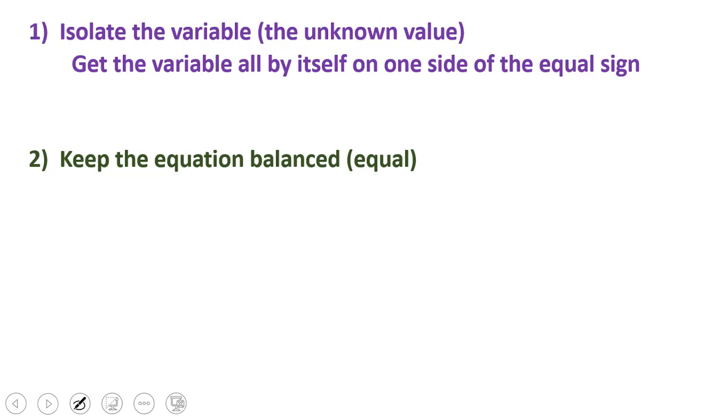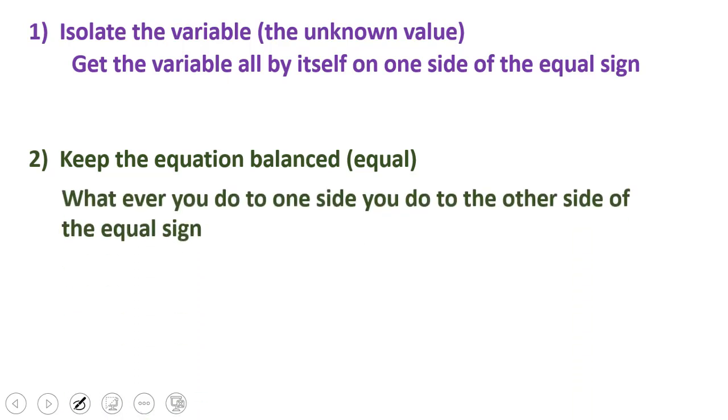All right. And what does it mean to keep the equation balanced? It means whatever you do to one side, you do to the other. All right? So isolating the variable, how do we do that? Our first goal, isolating the variable, getting it all by itself on one side.